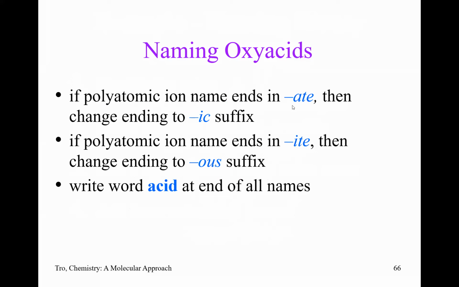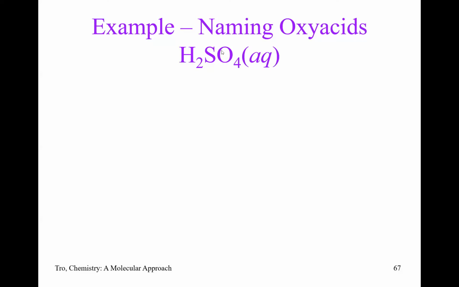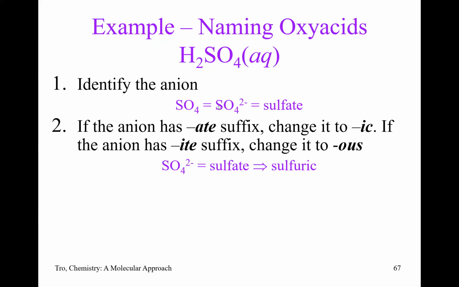All right, the oxyacids, similar kind of thing here, right? There's the ate and the ite, and that translates to ic and ous. No hydro this time, and then acid at the end. So, right, this is sulfate. That becomes sulfuric, right? The root of the word.